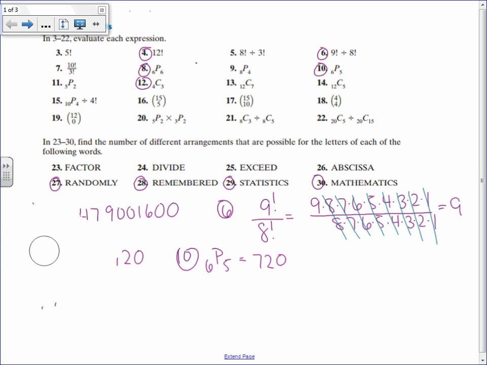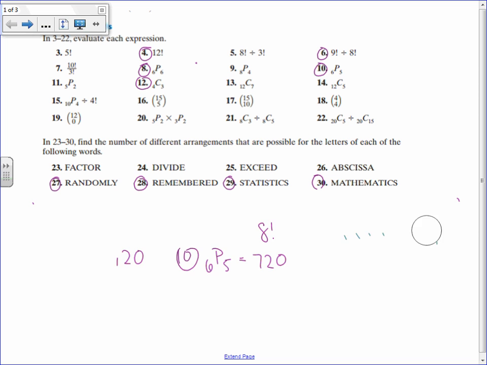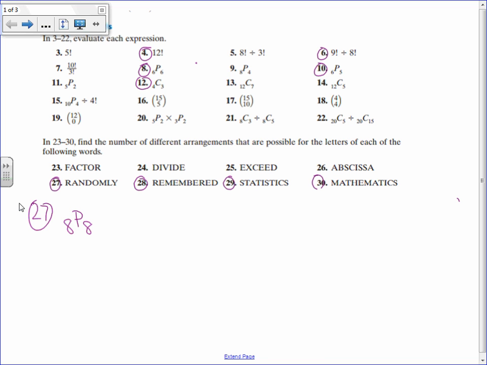Because we had to do 27 through 28, so that's the second line of these word arrangement problems. So for 27, I'm rearranging everything in the word randomly. That's 1, 2, 3, 4, 5, 6, 7, 8 letters, and I'm using all 8 of them. So that's going to be 8p8. All right, it's a permutation because I want different arrangements. And if I look, I don't think there are any repeats in the word randomly, so this is just going to be 8p8, which is going to be 40,320.